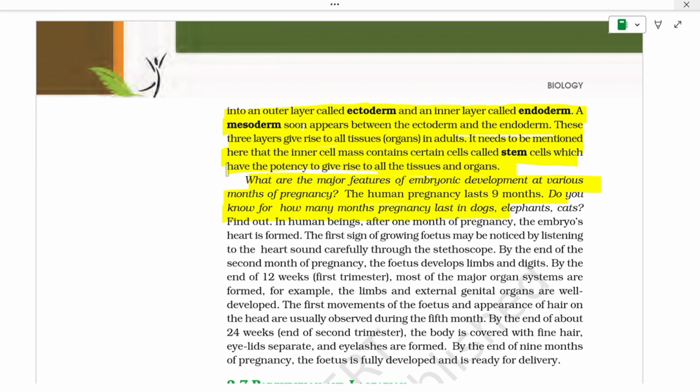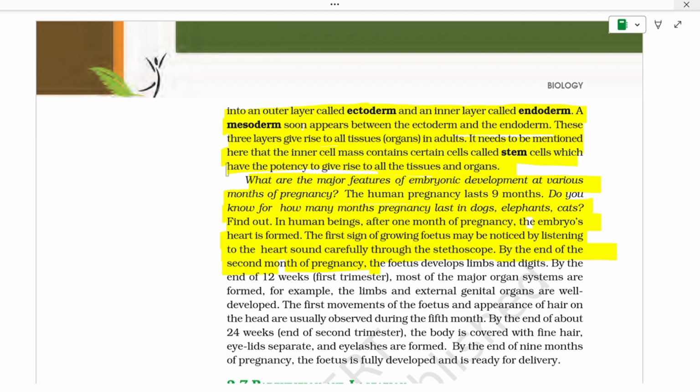Do you know for how many months pregnancy lasts in dogs, elephants, and cats? Find out. In human beings, after 1 month of pregnancy, the embryo's heart is formed. The first sign of a growing fetus may be noticed by listening to the heart sound carefully through the stethoscope.